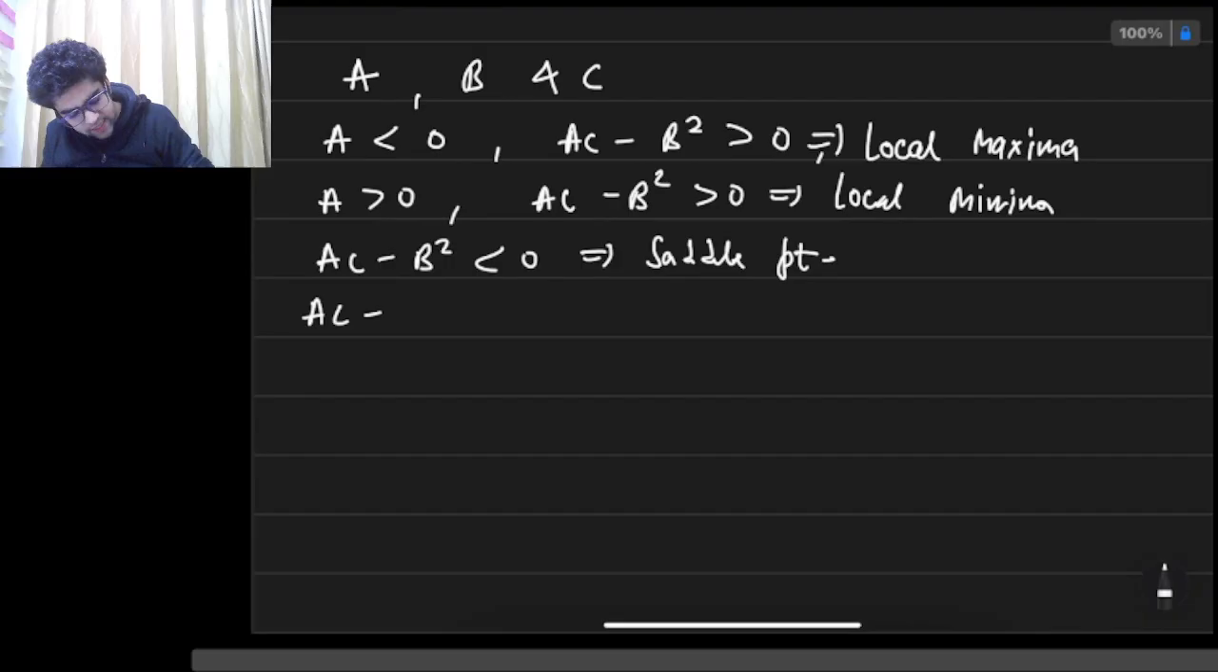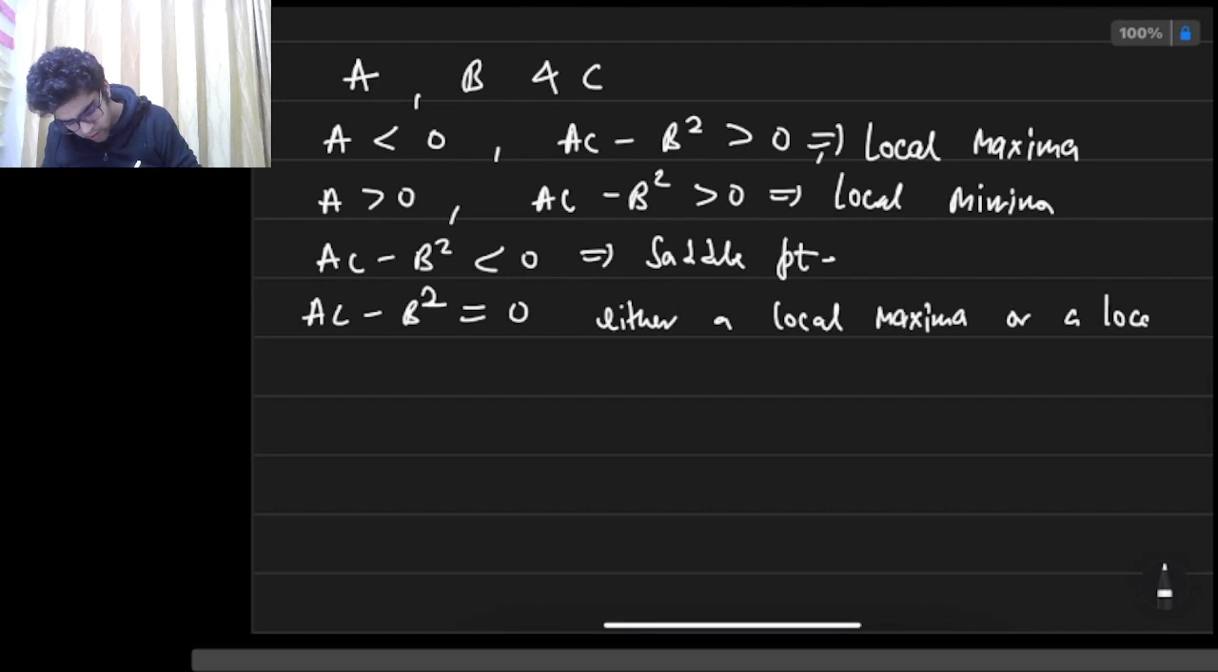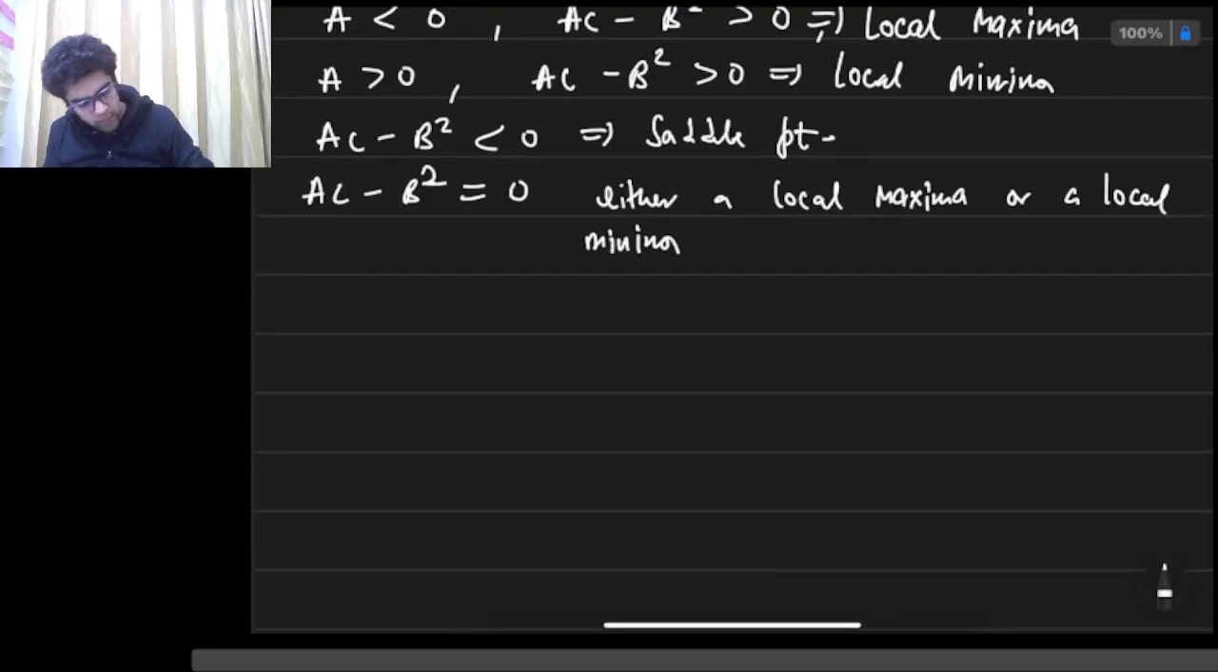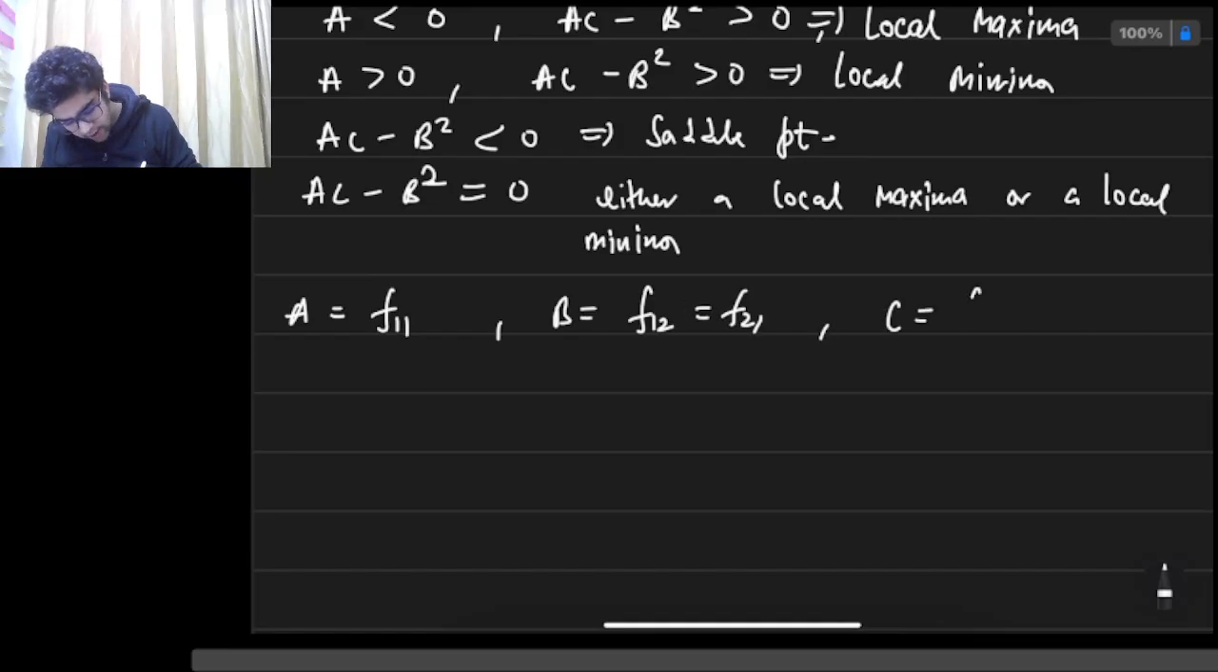And whenever AC minus B square is equal to 0, then it's a different case. It can be either a local maxima or a local minima. But now the question arises, what are A, B and C? So A is basically f11, B is f12, which is equal to f21, and C is f22.